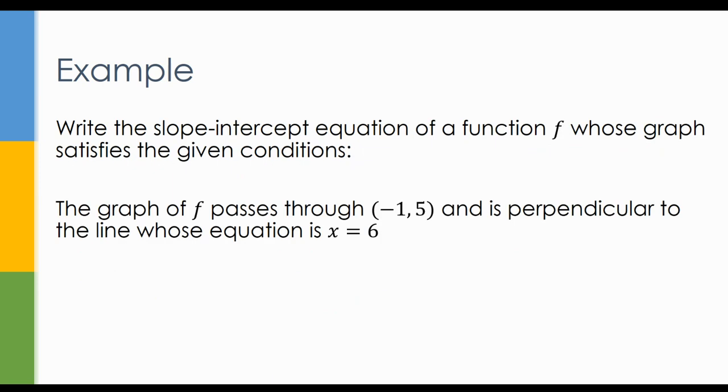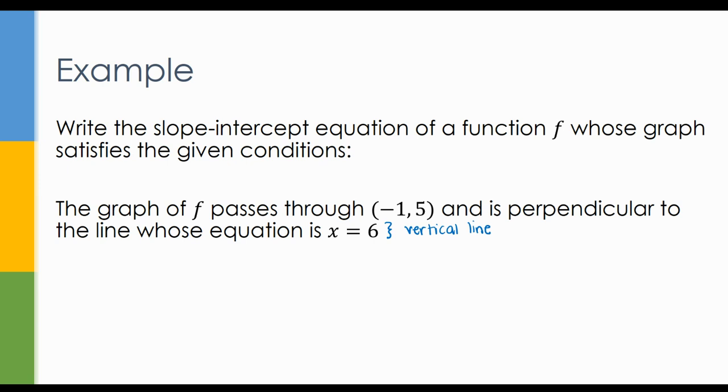All right, so it says write the slope-intercept equation of a function f whose graph satisfies the given conditions. We have the graph of f passes through the point -1, 5 and is perpendicular to the line whose equation is x equals 6. If we want to write a slope-intercept equation, obviously we need a slope and a y-intercept. They're giving us a point that is not a y-intercept. But they're telling us that we have a line x equals 6, and we want a line perpendicular to it. Hopefully we remember that if I have x equals a number, this is a vertical line.